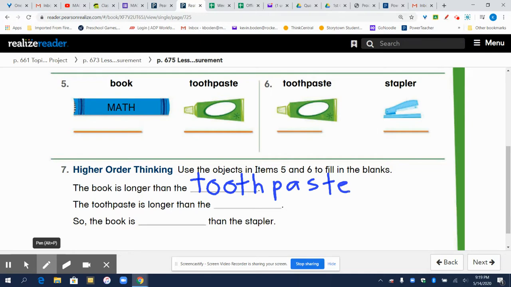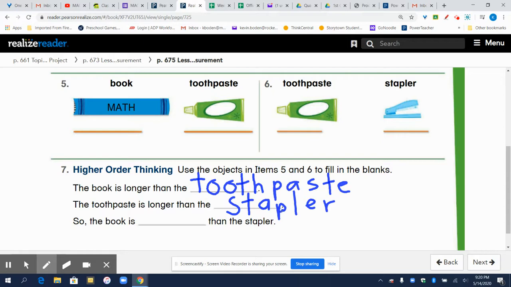I'm going to go to the next part. The toothpaste is longer than the blank. Well, for number 6, we circled the toothpaste is longer than the, right on, the stapler. So I'm going to write that. It's a blend at the beginning. Hopefully Miss Metric has been teaching you like mad on blends. The toothpaste is longer than the stapler. Correct. Pause it so you can finish writing it.